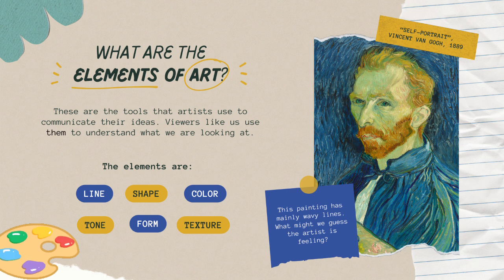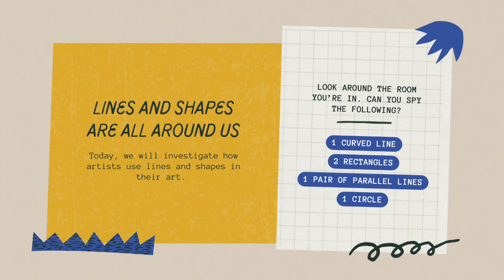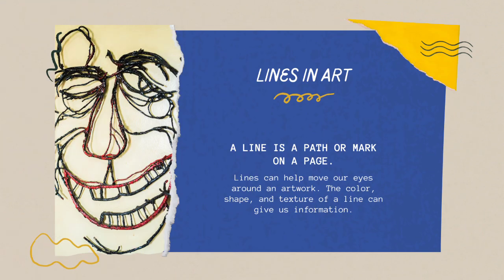These are the tools that artists use to communicate their ideas. Look around the room you're in. Can you spy curved lines, rectangles, a pair of parallel lines, and a circle? Lines and shapes are all around us. So, what are lines in art?